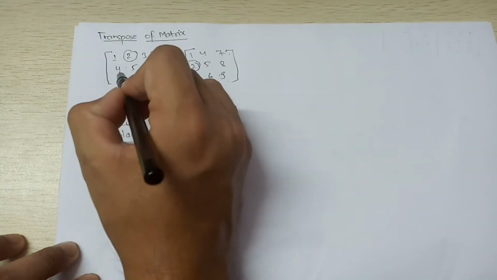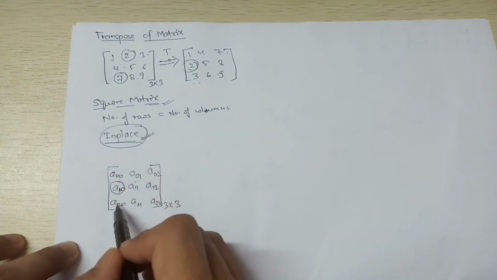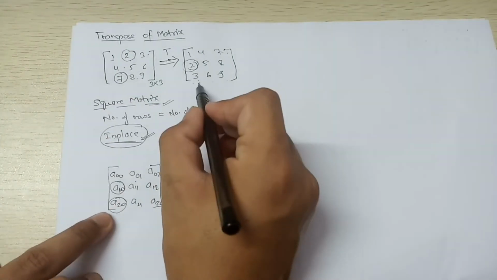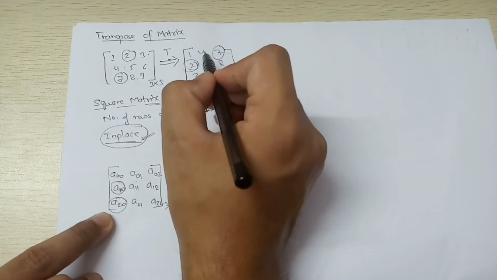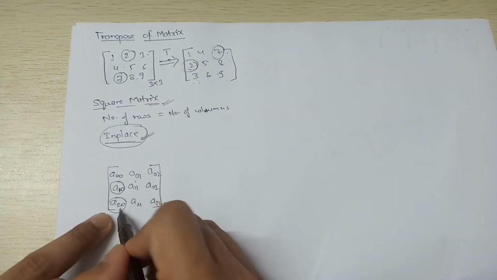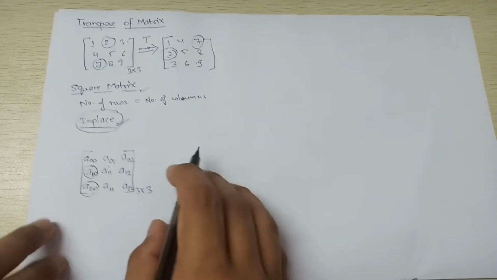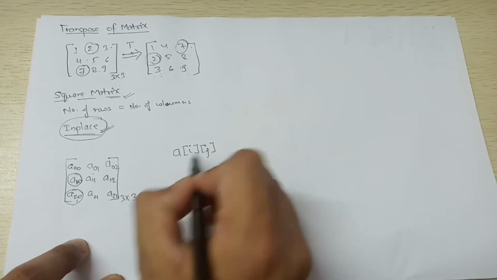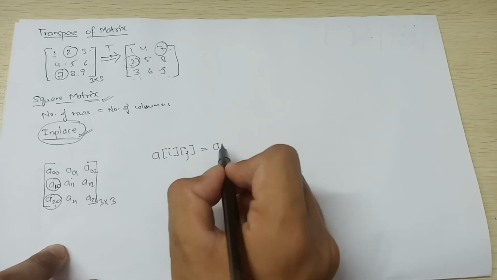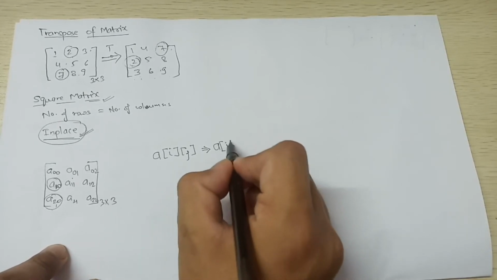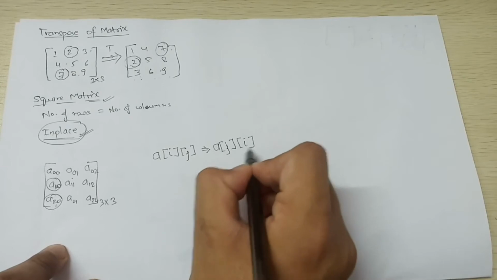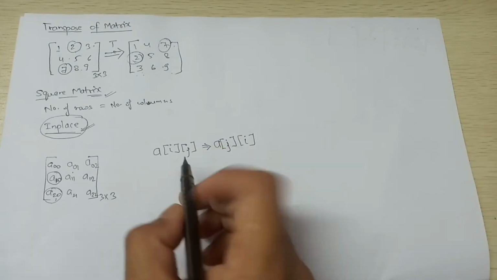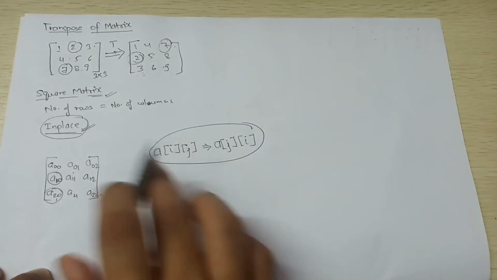Take this element 7. In this matrix it is second row, 0th column, but in the resultant matrix this 7 comes here, which is 0th row, second column. So it changes row number into column number and column number into row number. Generally, what the transpose operation does is that the element at position a[i][j] becomes the element at position jth row, ith column. So this is the whole solution of the problem.